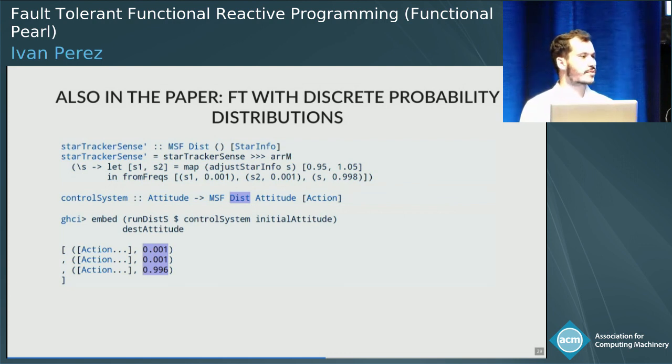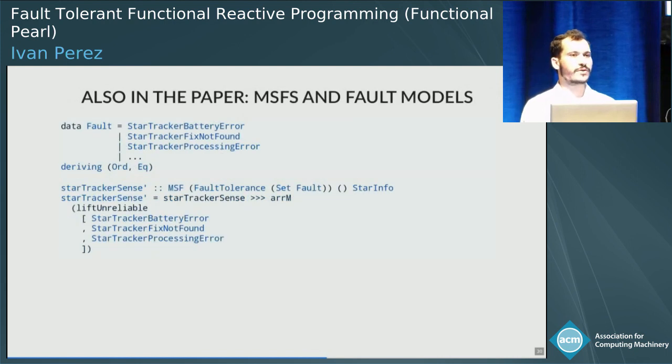And you can start asking questions such as, what's the probability that my value will be correct, or will be what I expect, and so on. And this is just by picking the right monad. There's nothing more. You can also have fault models, and a fault model is just a classification of the kinds of faults that your system may have. And this one and the next one are the most interesting ones for us. And these are the ones that we're using.